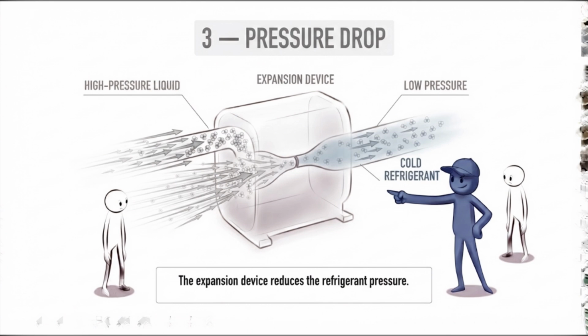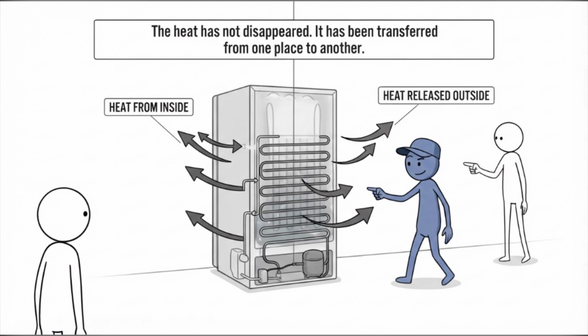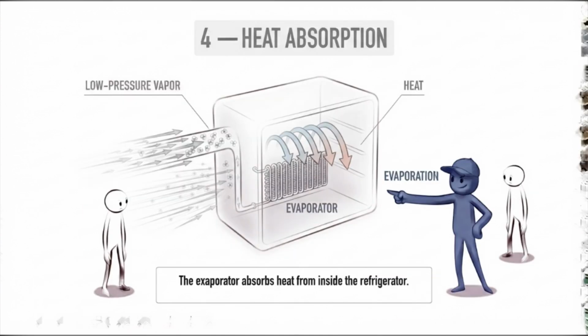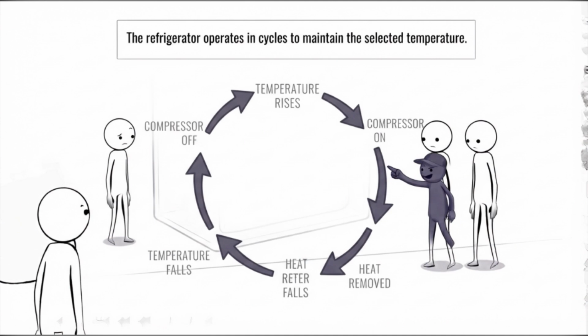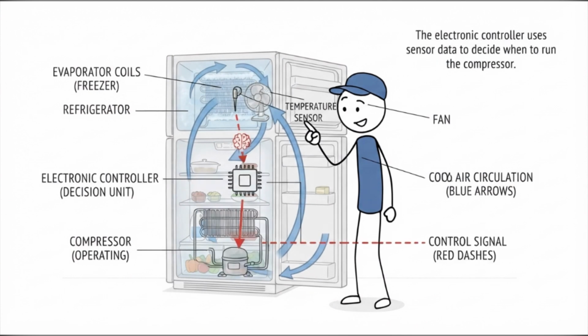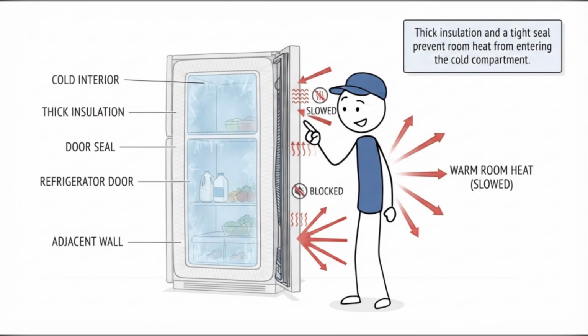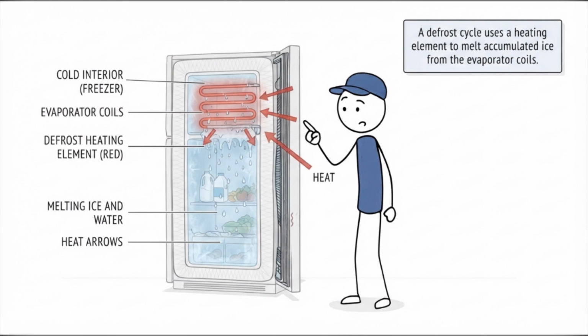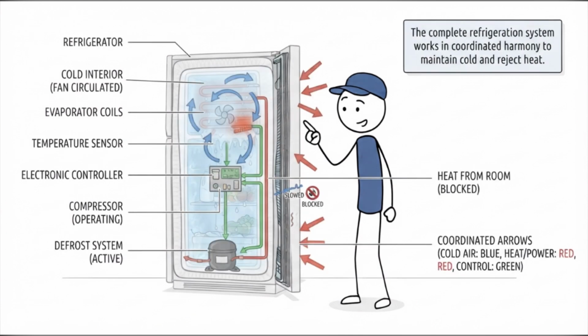It then enters the evaporator. Inside the evaporator, the refrigerant absorbs heat from the refrigerator compartment. As it absorbs heat, the refrigerant evaporates into a low-pressure vapor. The compressor takes that vapor and begins the cycle again. At the same time, fans can move air around the cold evaporator area, while the temperature control system determines when the compressor should operate. The insulation and door seals help slow heat entering the refrigerator. The defrost system helps control ice buildup in designs that require automatic defrosting. All of these parts work together to maintain the temperature inside the appliance.